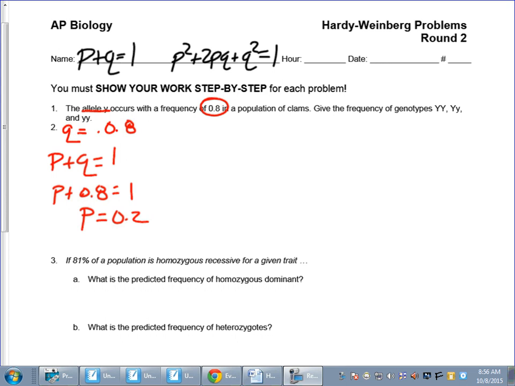Now, the question says, give the frequency of the following genotypes. Well, now that I know the frequency of the two genes, it's just plug in and do the math. So capital Y is homozygous dominant, which is represented by what value? P squared. So plug in for P. I now know P is 0.2 squared. 0.2 squared is going to be 0.04 or 4%.